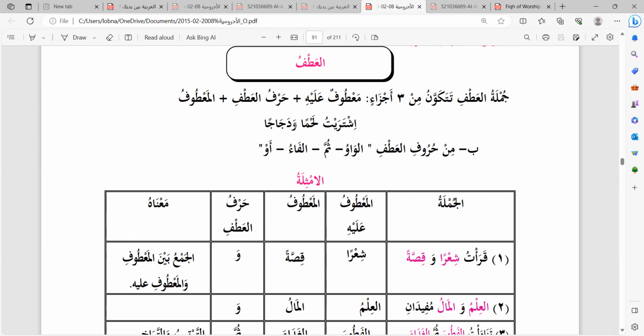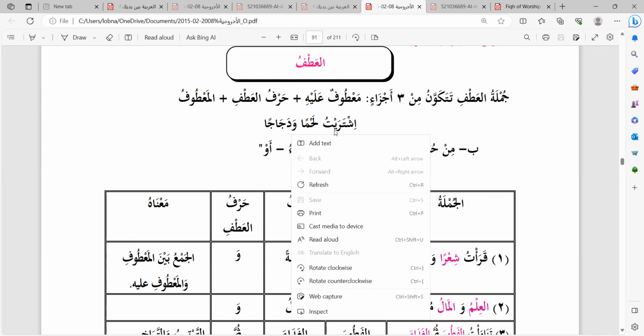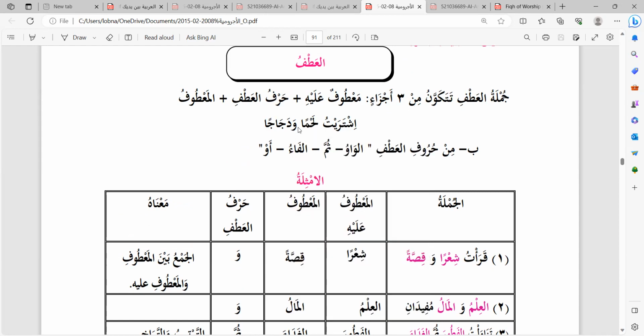Then, so اشتريت لحما ودجاجا. So و is حرف عطف. This is جملة العطف because obviously it has one of the حروف. So if you see this one, what are the حروف عطف? من حروف العطف الواو. So what is this one?